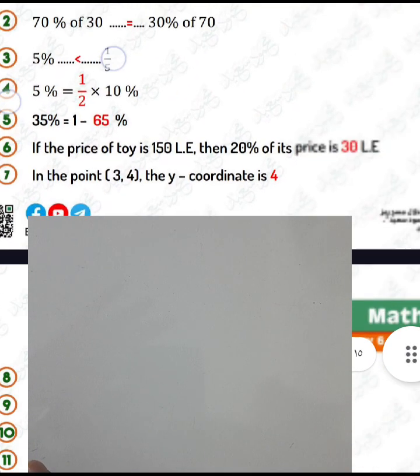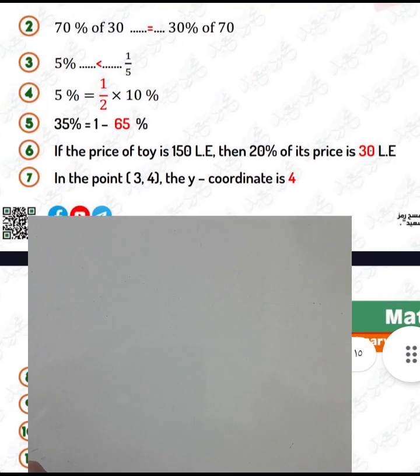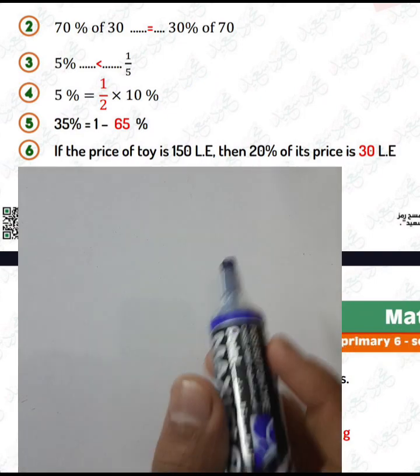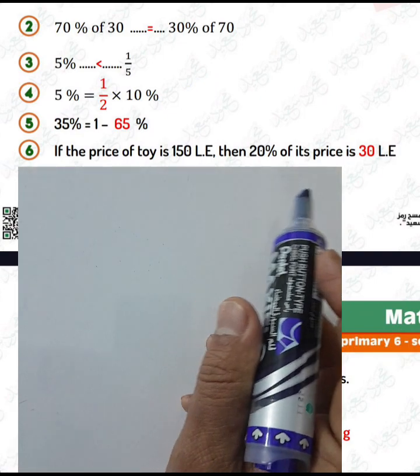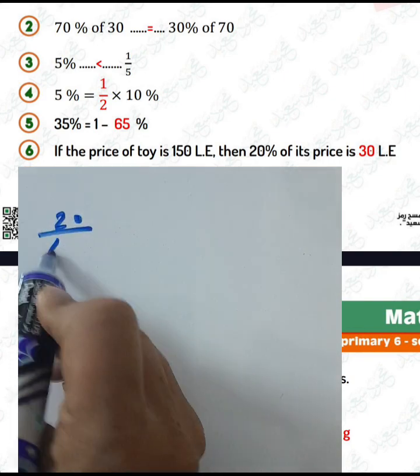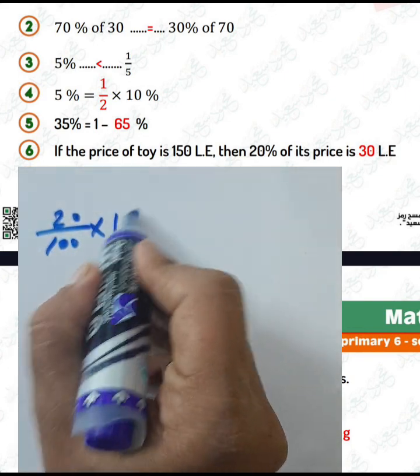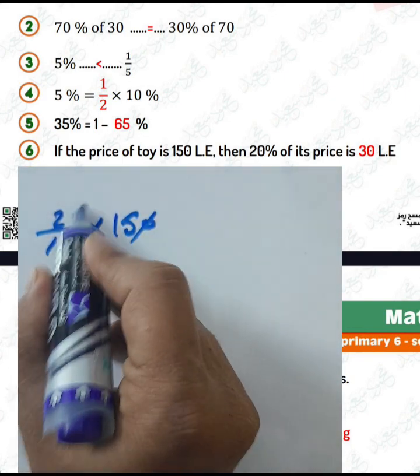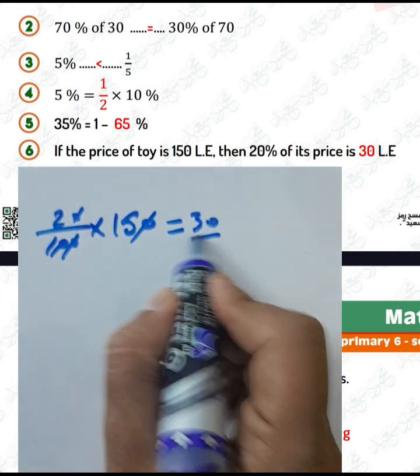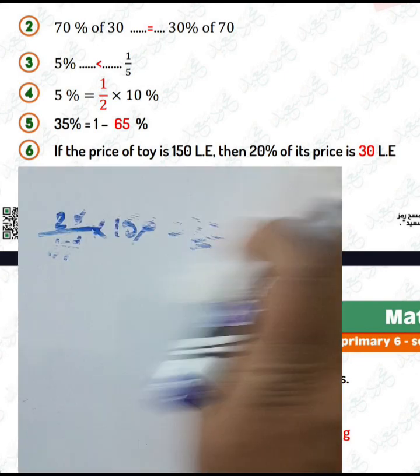Question number 6. If the price of a toy is 150 Egyptian pounds, then 20% of its price, write 20 over 100 multiplied by 150. Cancel 0 by 0 and 0 by 0. 2 times 15 equals 30. So the result here will be 30.